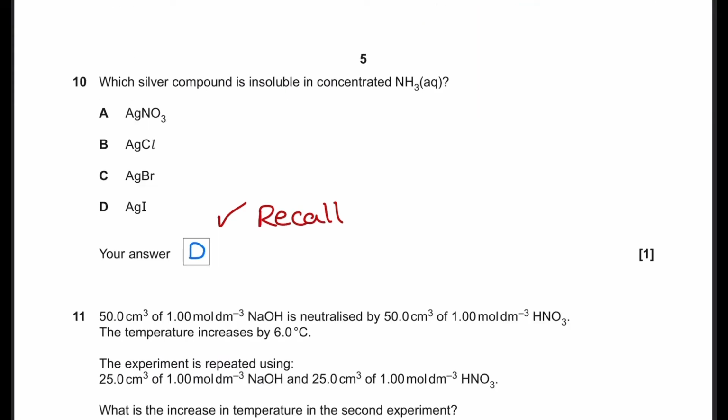Question 10, which silver compound is insoluble in concentrated ammonia solution? Again, this is a quick recall one. You should be aware that it's silver iodide that's insoluble in concentrated ammonia.